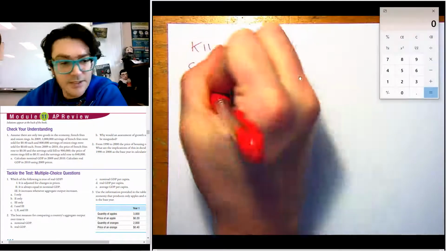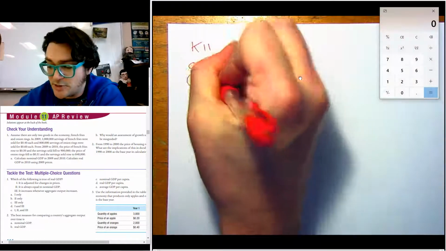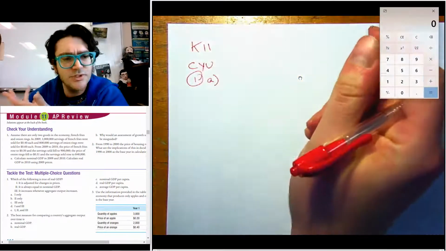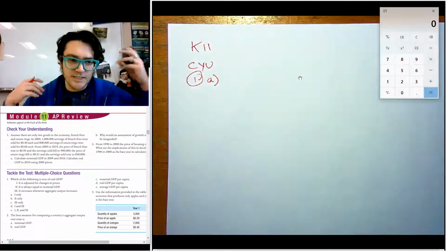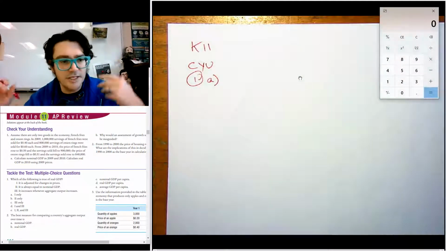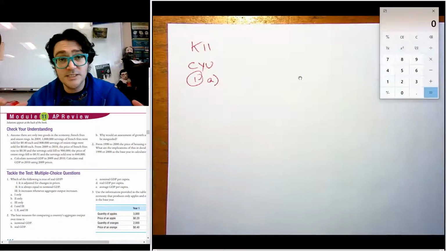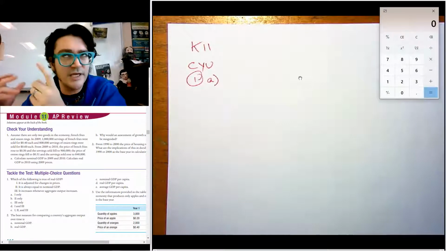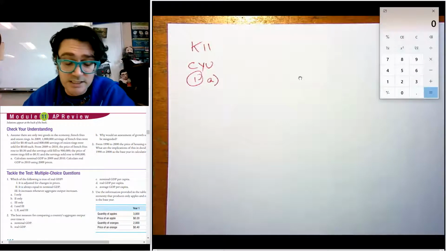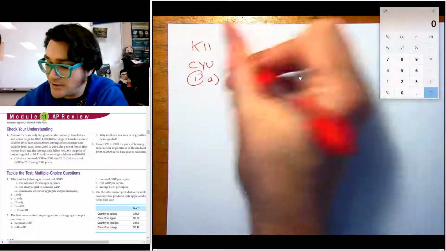So check your understanding. Number 1 has a couple of different parts to it, and it says assume there's only 2 goods in the economy: fries and onion rings. In 2009, this was the price, and this was the quantity, and then 2010, this is the price and the quantity. Calculate nominal GDP in 2009, and then in 2010, and then calculate real GDP in 2010 using 2009 prices. So let's break this up into little parts here.